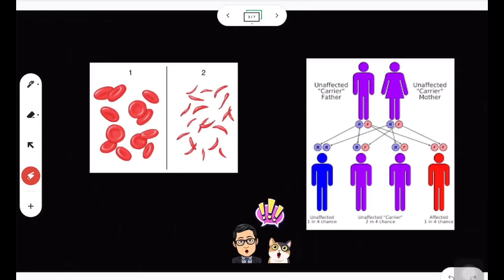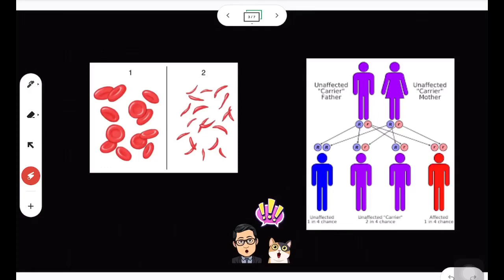So both of the parents are unaffected, but they are carriers. So there will be a 25% chance of being unaffected, 50% chance of being unaffected but a carrier of the trait, and 25% chance of being affected by these bad genes.